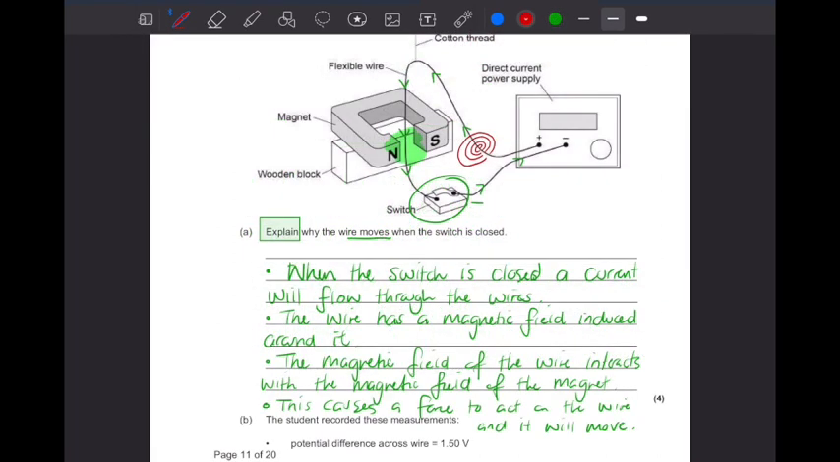That's why. Okay, part B. Part B says the student recorded these measurements and they had the potential difference across the wire of 1.5 volts. So this looks like we're going back to a formula question.